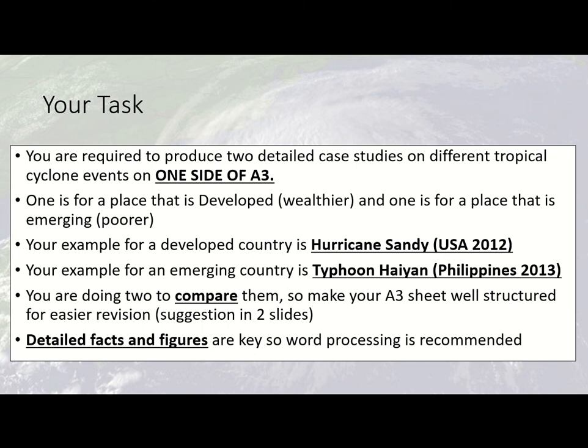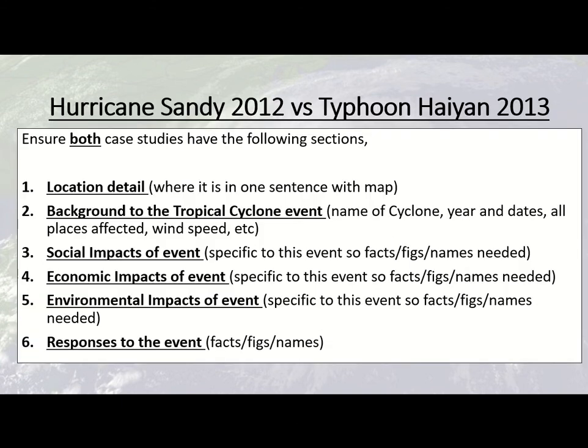Obviously, this is a summary of what you need to produce, so you can always go back to this by going back in the video. This is a summary of specifically what I want you to include. So it needs location detail. Again, one sentence with a map. We're not going to bang on about location detail because truthfully you're not going to get a big question on it. Then a background to the tropical cyclone event.